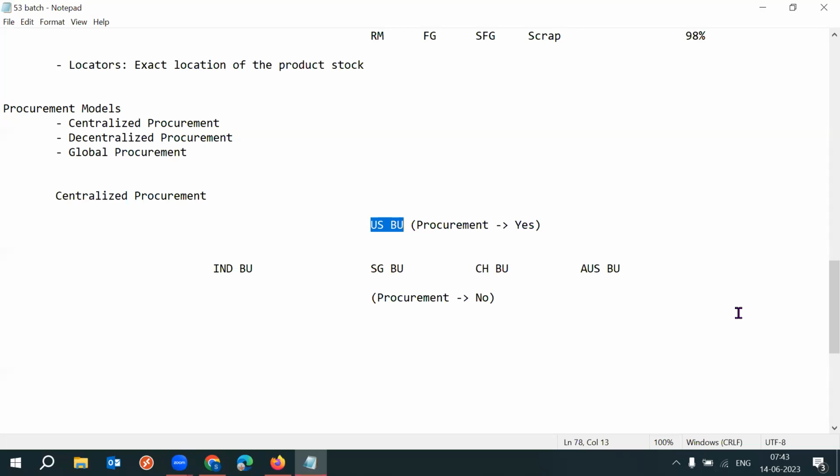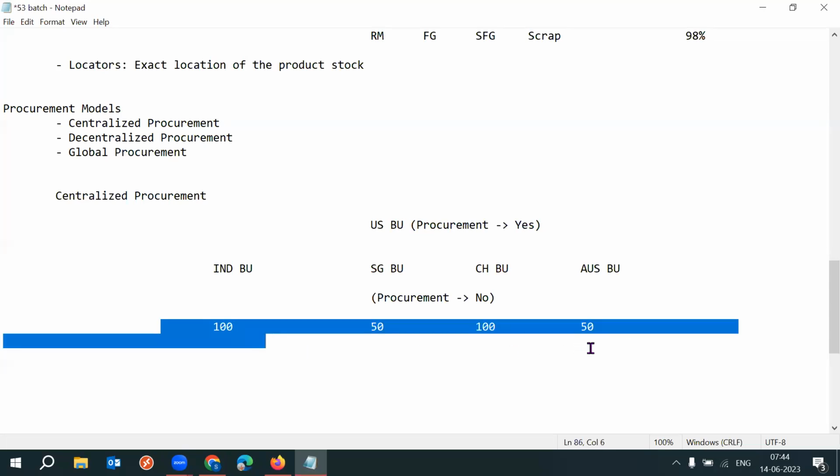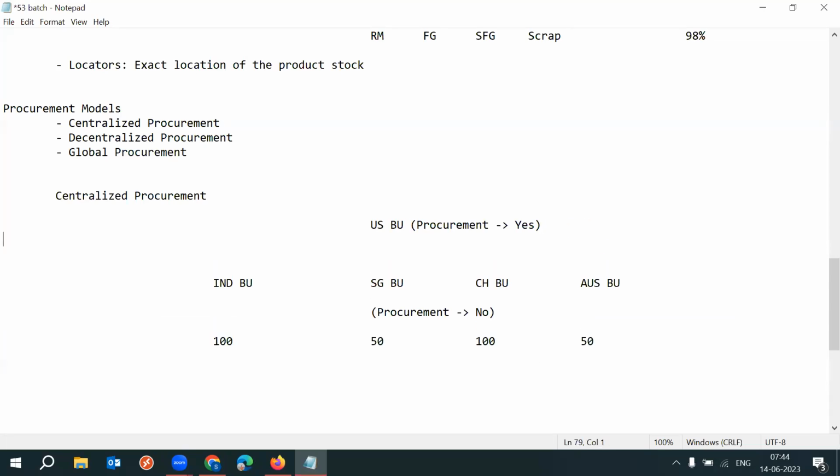Okay. Sir, what are the advantages of the centralized procurement model? Control. First thing is control. Next thing is you can negotiate better with your supplier. Suppose you take the example of laptops. For India, you want 100 laptops. For Singapore, you want 50. For China, you want 100. And for Australia, you want 50. In total, how many laptops do you want? 300. So you are placing one purchase order for 300.